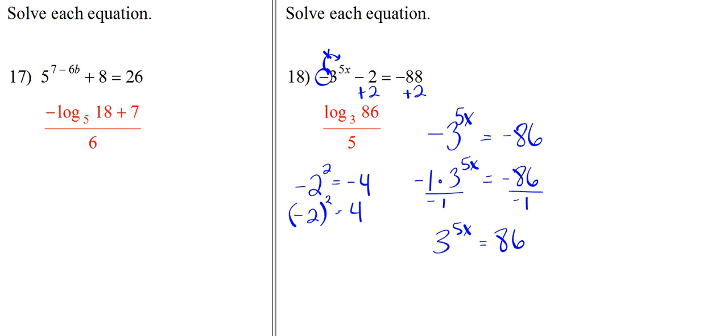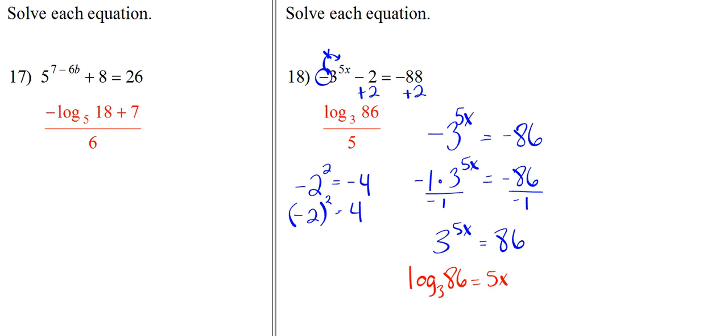Now, we have an exponent that has an x in it, because it's exponential, and so we need to switch it to log form. But what is the base of my log? The base of my log is 3. The answer to a log is the power, so this should be equal to 5x, because that's the power of my log, equals 86.